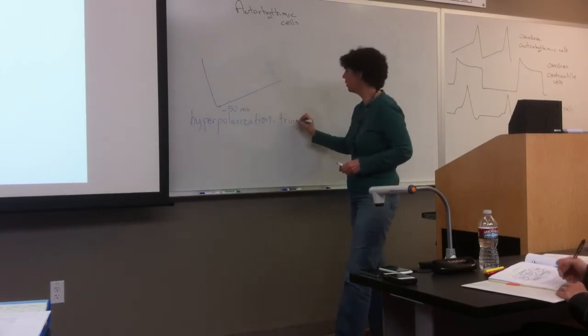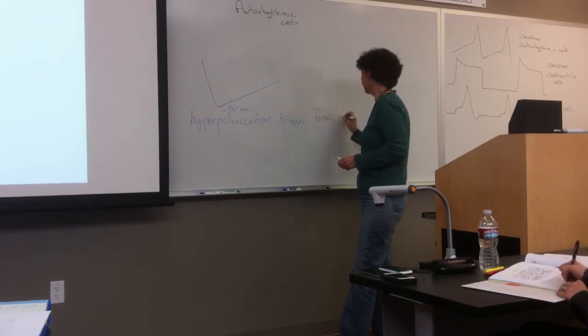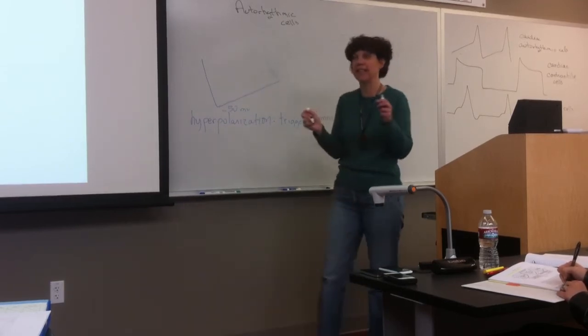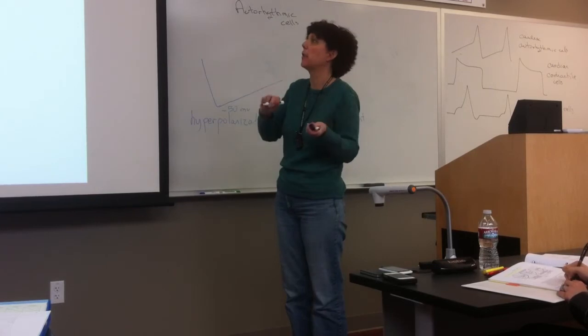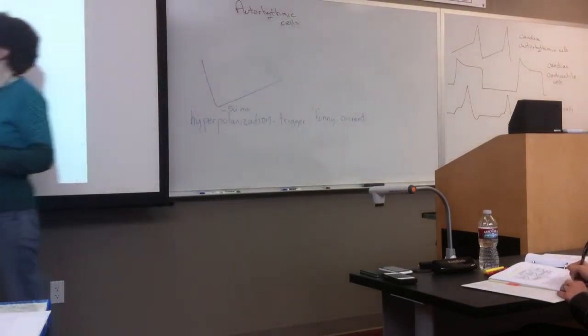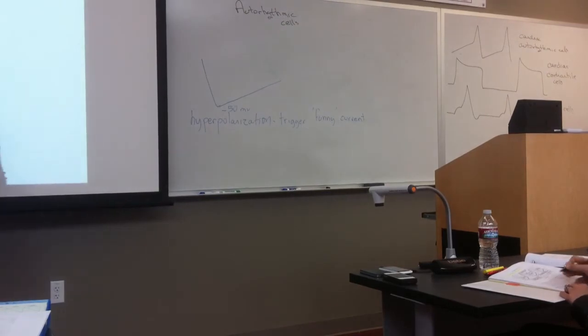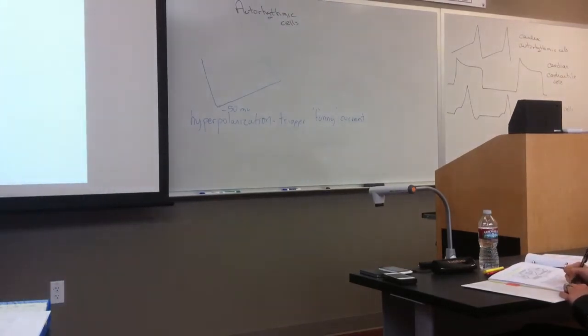And that will trigger this funny current. The reason it's called a funny current is because it's weird. It's not funny in that ha-ha way, it's just funny in that it's weird, it's transient. Okay, so it's triggered by voltage, by that hyperpolarization. But it can also be triggered by the activation of cyclic AMP.